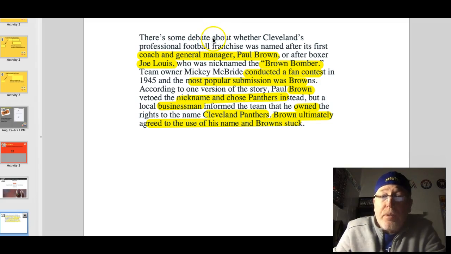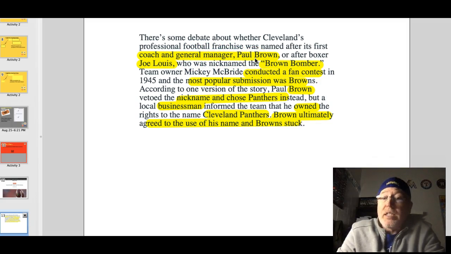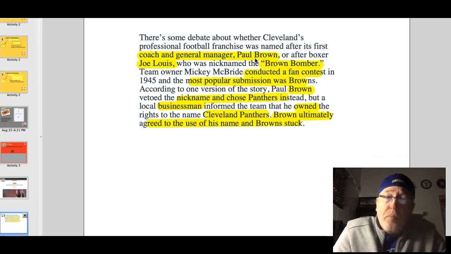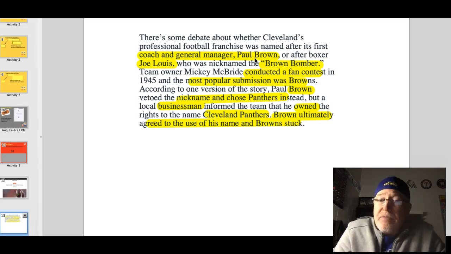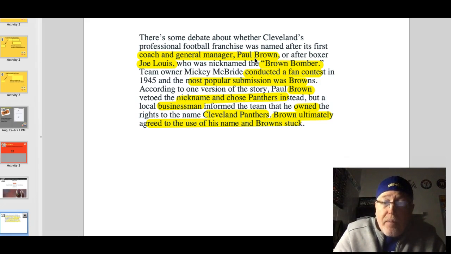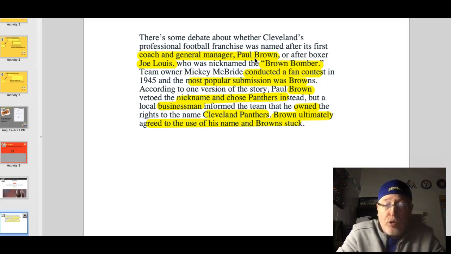But there's actually some debate about how the Cleveland Browns got their name. Some people think it's because coach and general manager Paul Brown, his last name was Brown, or it could have been after Joe Louis, the boxer, who was nicknamed the Brown Bomber. So basically the owner, Mickey McBride, conducted a fan contest in 1945 to see what team name they wanted. And the most popular submission was the Browns. I guess people didn't know, were they saying it for Paul Brown or for the Brown Bomber, Joe Louis. But anyway, Paul Brown didn't want anything to do with that. He was the coach and general manager.